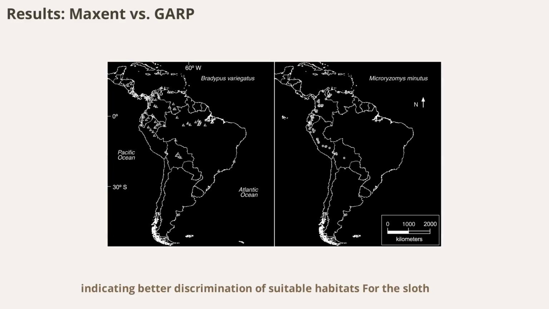For the sloth, both models performed well, but MaxEnt provided more nuanced suitability maps. For the rodent, MaxEnt consistently outperformed GARP, especially when additional variables like potential vegetation were included. These results highlight MaxEnt's strengths in handling complex ecological data and presence-only records.